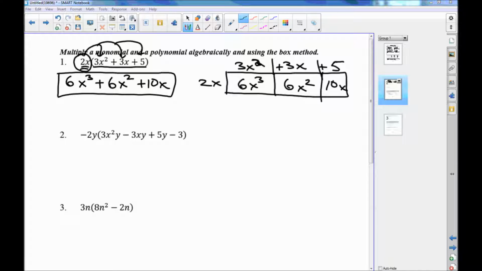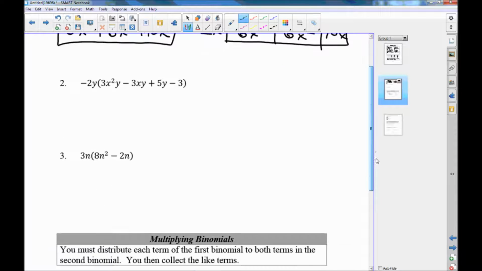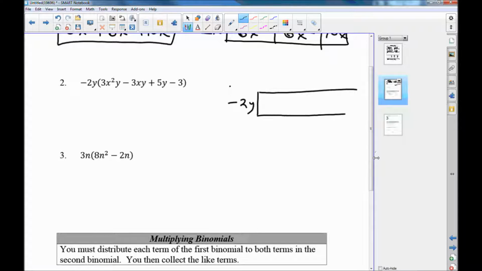All right, so for number 2, I'm going to do the box part first. Then we'll do the algebraic way. So I have negative 2y. And inside my box, I have 3x squared y. Sorry, not inside, on top of my box here. We have our first term, 3x squared y. And then we have minus 3xy. We have plus 5y, and we have minus 3. Okay?